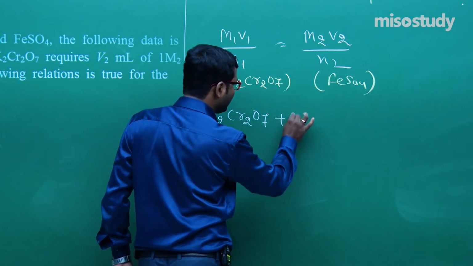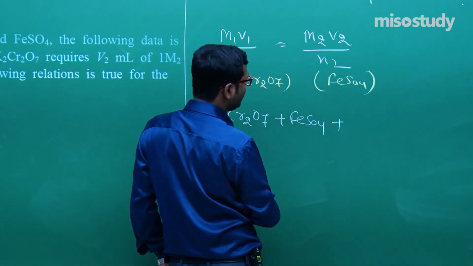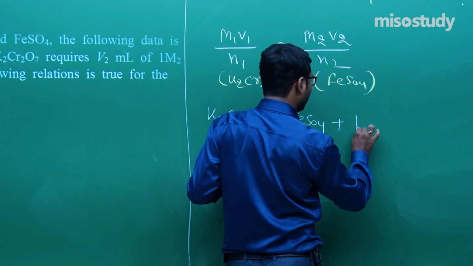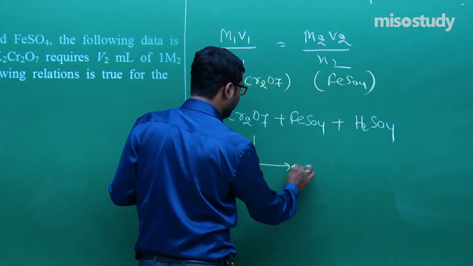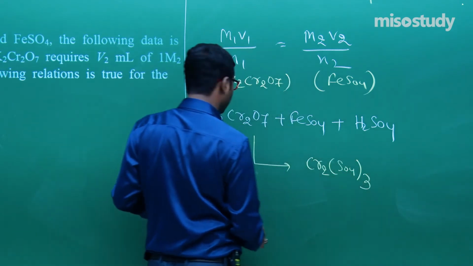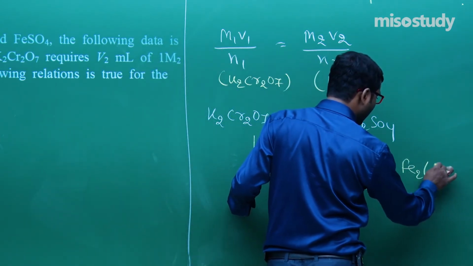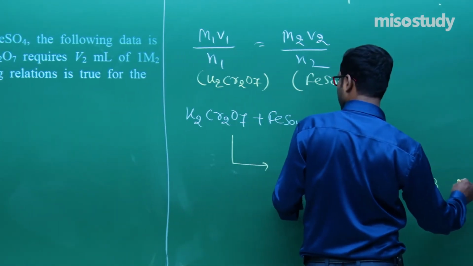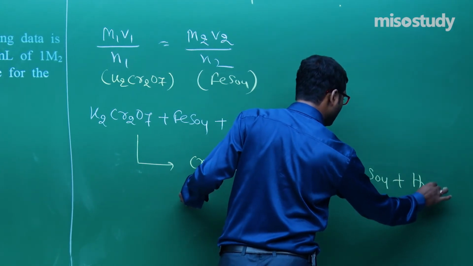K2Cr2O7 plus FeSO4, plus H2SO4. It gives you Cr2(SO4)3, then Fe2(SO4)3, then K2SO4, and then H2O.